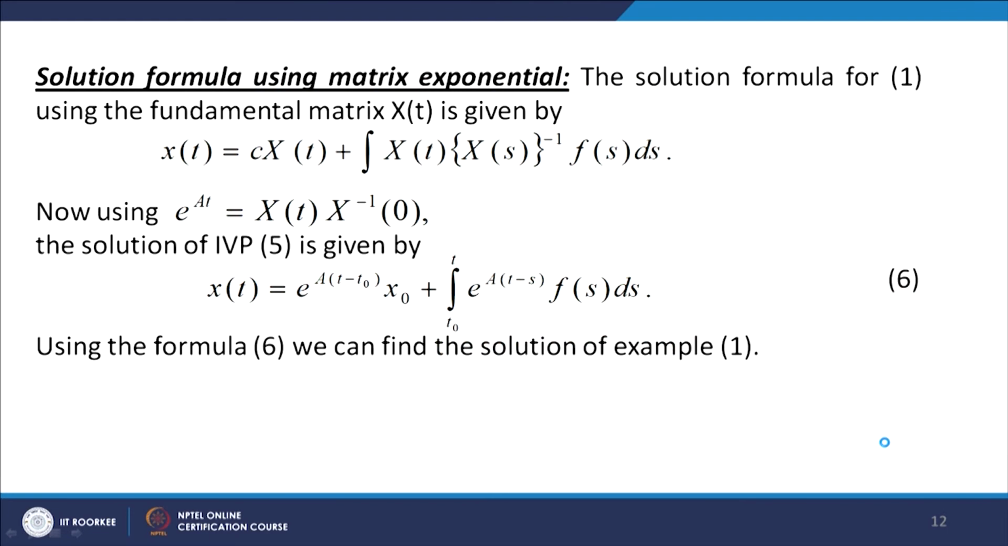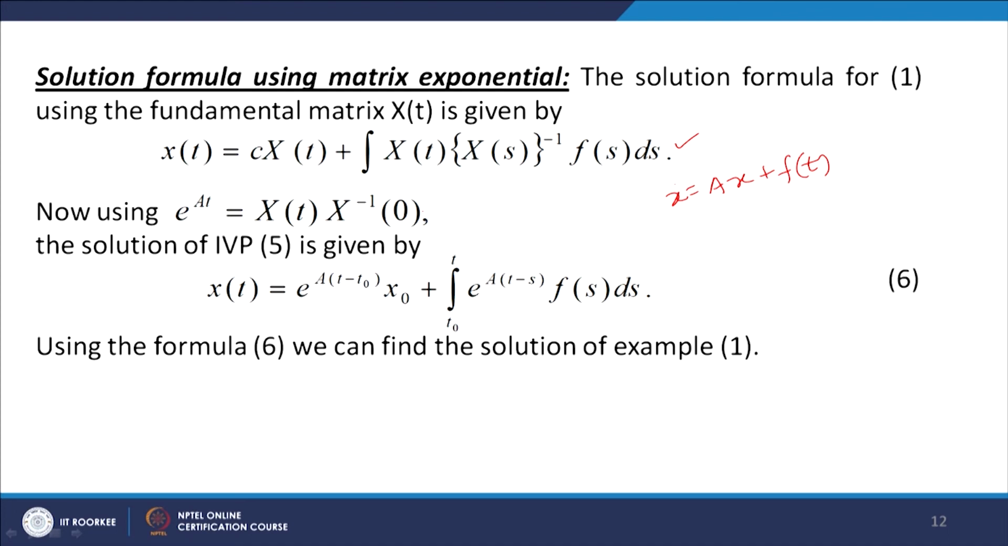Now, the solution formula for the non-homogeneous system x dot equal to Ax plus F(t), using the fundamental matrix, we know is given by this. Now let us apply, we will find another alternate formula for the matrix solution.